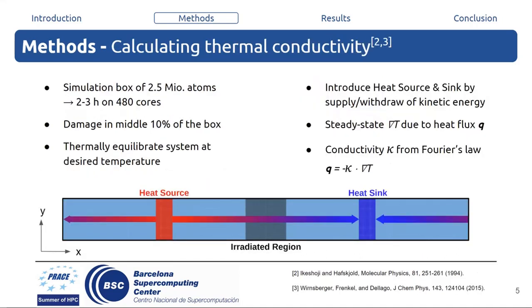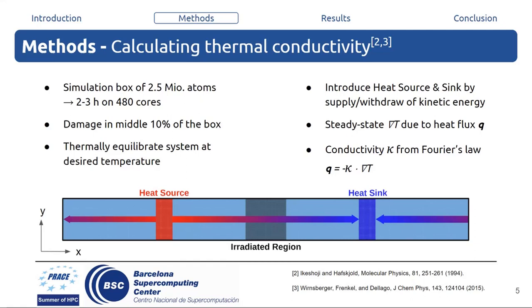In order to calculate the thermal conductivity of damaged tungsten, we first create our simulation box with 2.5 million tungsten atoms. Then, using the CRA method, we introduce damage to 10% of the atoms in the center of the simulation box. Before we proceed, we heat up the system to a desired temperature using statistical thermodynamic ensembles. And once we have a system at a certain temperature, we introduce a heat source and a heat sink located at the lower and the upper quarters of the simulation box. This is achieved by withdrawing kinetic energy from the heat sink and supplying it to the heat source.